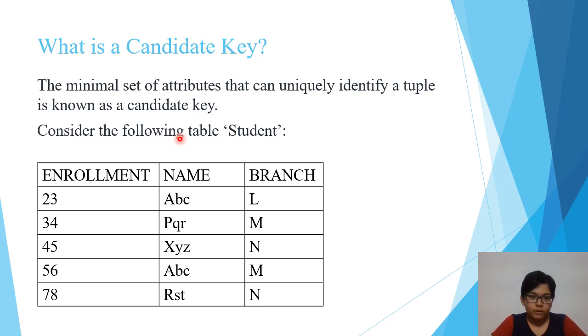To simplify this, we can consider a table student. Here we have three attributes: enrollment, name of the student, and branch. Enrollment here is obviously the primary key because it is unique and it helps us to uniquely identify the tuples. According to this table only, we are not considering that in L branch there can be many enrollments, and in M branch the enrollments can be the same. We are talking about only this table, not anything else correlated to that.